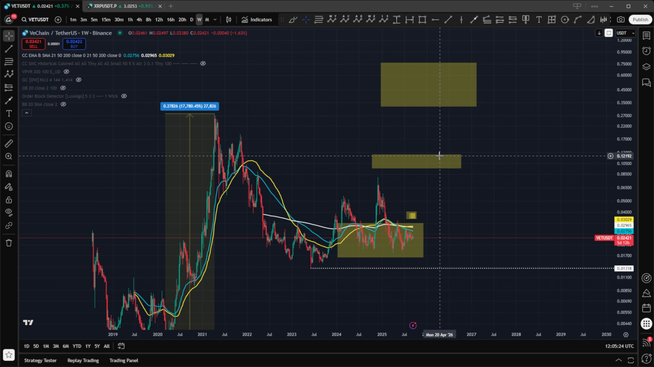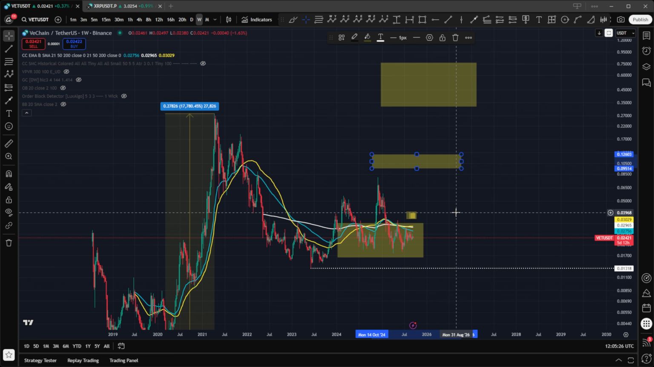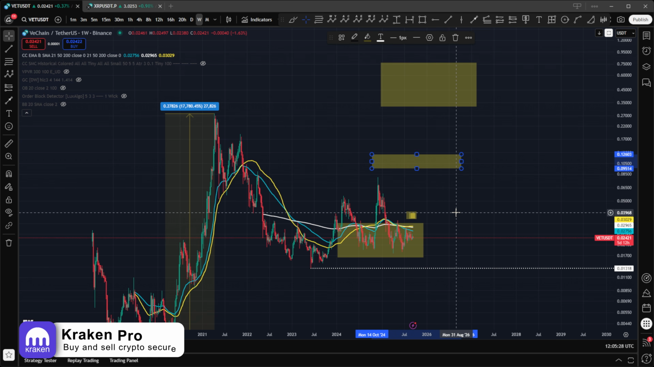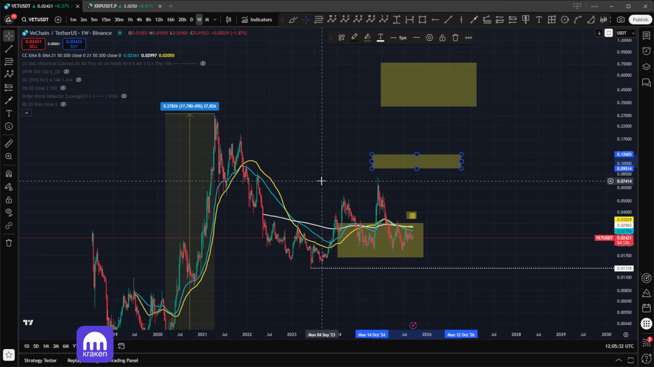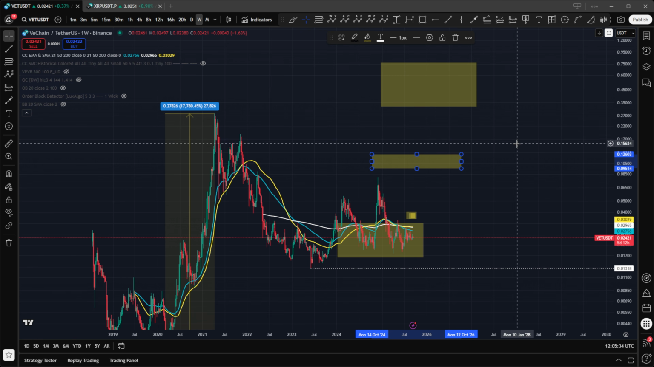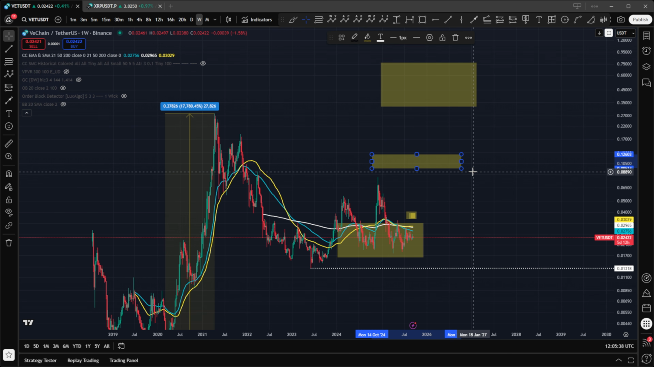So I think we're going to find rejection at around this area initially, 9.5 to 12.6 cents, but I don't think it's going to be long-lived. Now, one of the things I'm really interested to see is how this plays out longer term. What kind of structure are we actually going to be seeing when it comes to the price action?